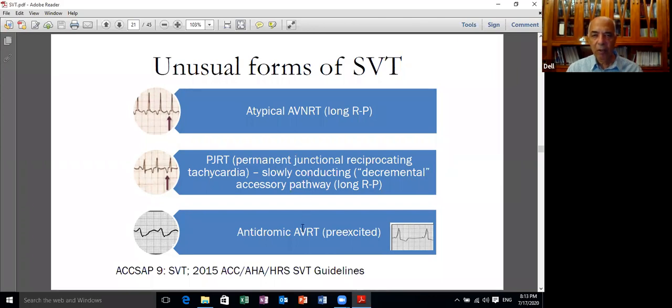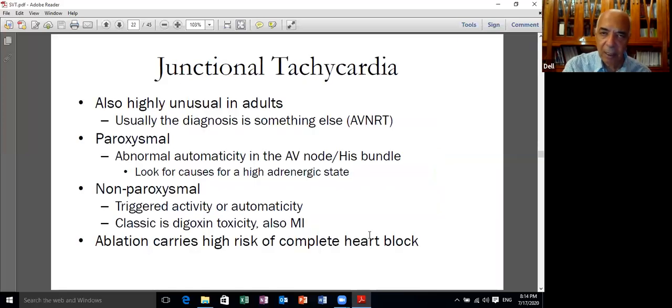And the third unusual form of supraventricular tachycardia produces a wide complex tachycardia, which is antidromic AV re-entry tachycardia. The impulse conducts down the accessory pathway to activate the ventricle and upward through the AV node, so it produces a wide QRS tachycardia, one of the differential diagnoses. Obviously, if you have heart disease, then most likely a wide QRS tachycardia is ventricular tachycardia. If you don't have heart disease, then you might think of different possibilities. One of them is antidromic AV re-entry tachycardia.